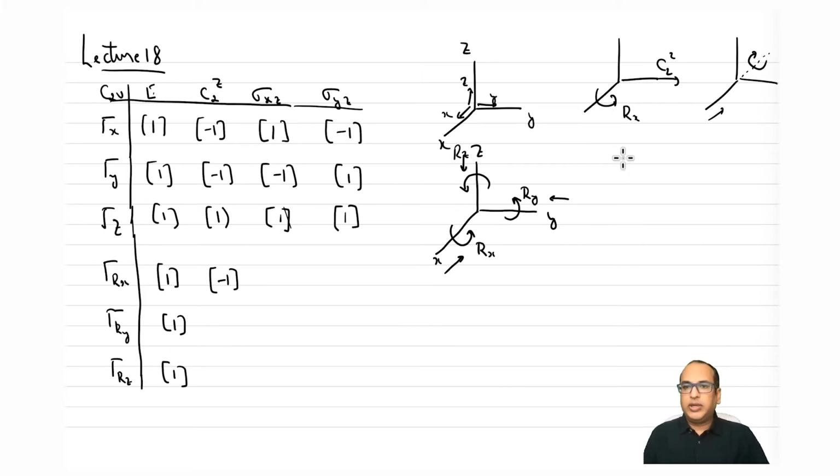Okay, now let us look again at C2Z, but for Ry. So this is the original Ry. This is my XYZ. Now if I do a C2Z operation, this vector will move over here, right? This will come over here.